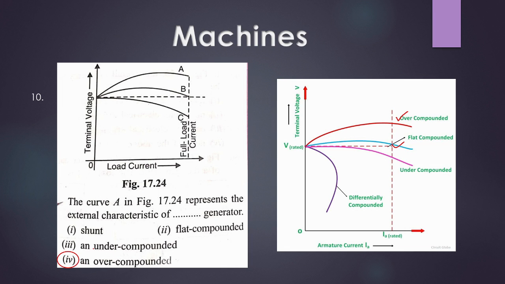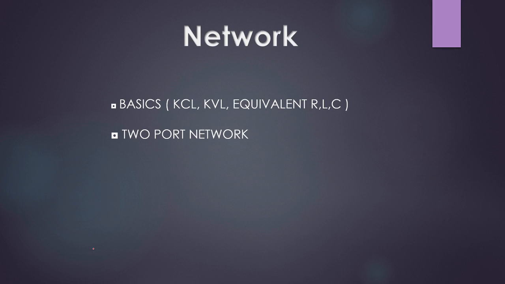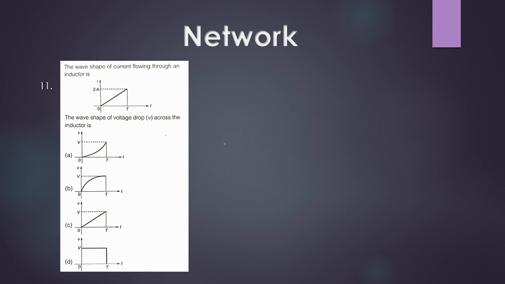So this is for the machines part. Next we will move to the network part. Here we will cover the basics, KCL, KVL, equivalent circuits, RLC, and we will cover two-port networks. So let's see what are the questions.